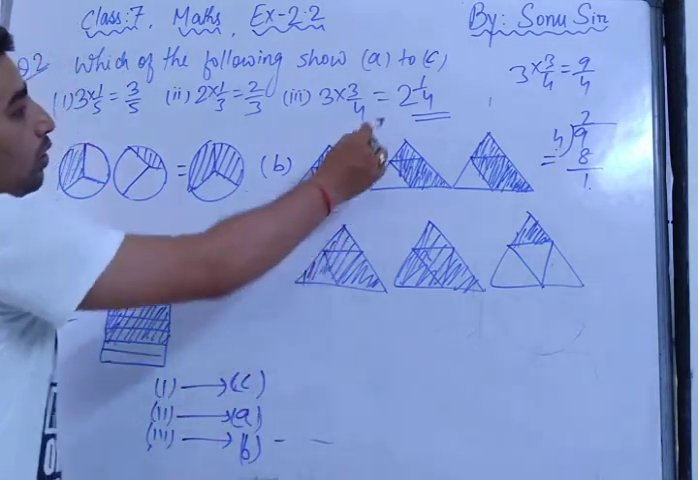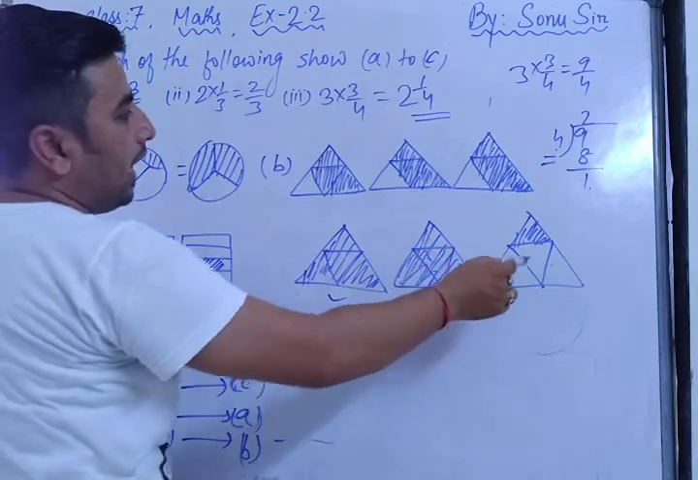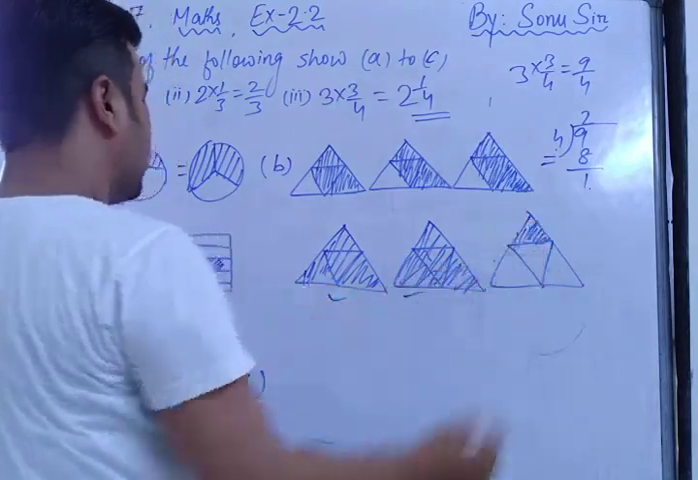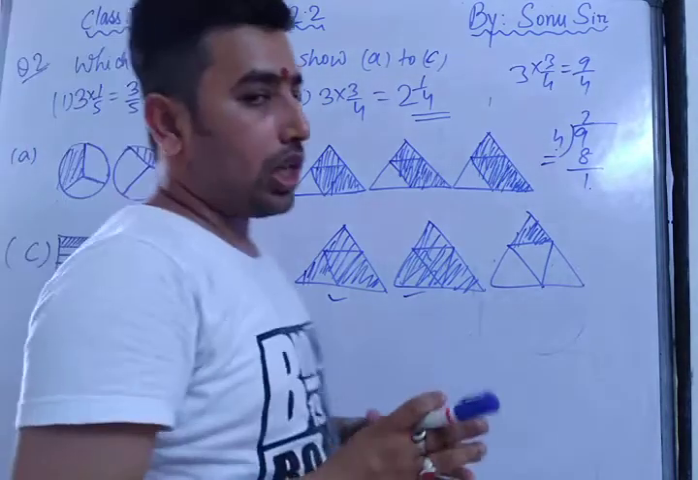You can see first of all 2 into 1 by 4. Full 2 is colored or shaded, and in this, out of 4, one part is shaded. So option B will be the right answer. This was our question number 2. In this question number 2, it is only just to shade the part. So I hope all of you have understood about these shading parts.